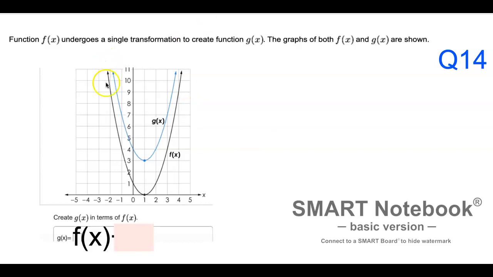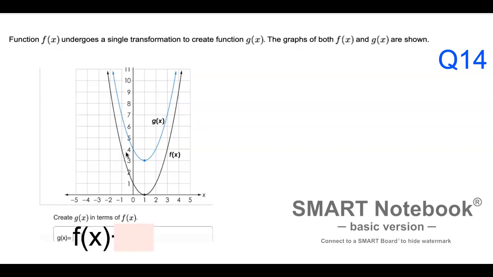So if we look at the graph, we have f of x here, it's our black graph. This is called a parabola, it's a quadratic function. And then g of x is our blue graph. Now, to get from f of x to g of x, all we did was take f of x and it looks like we moved it up.